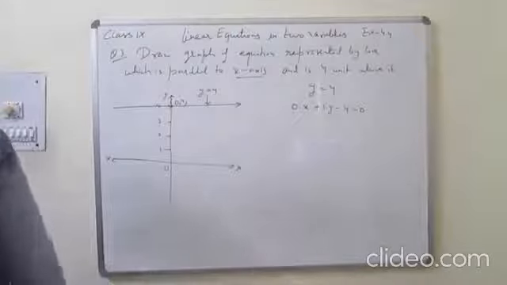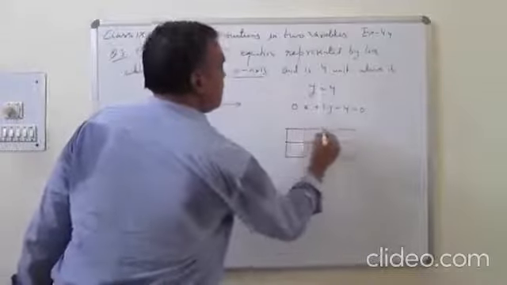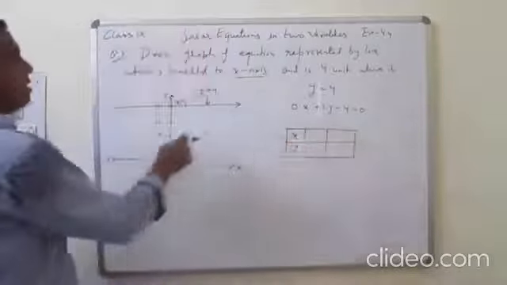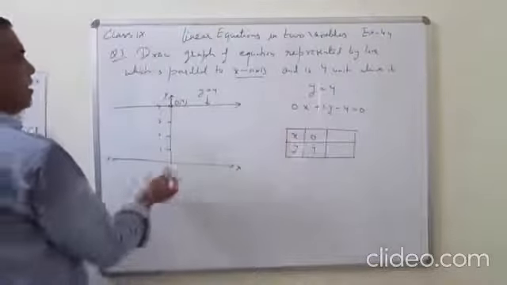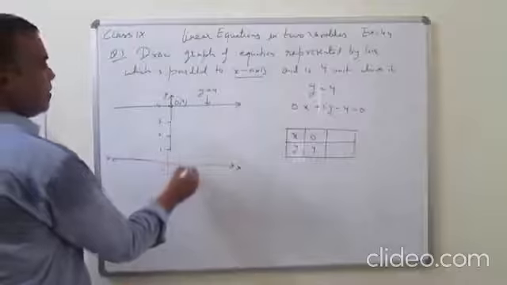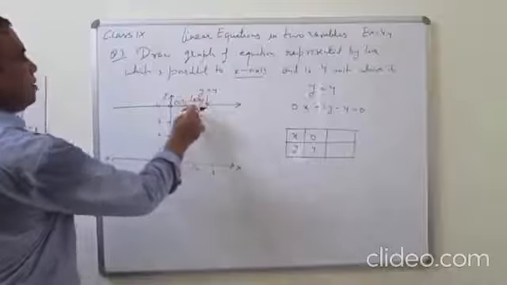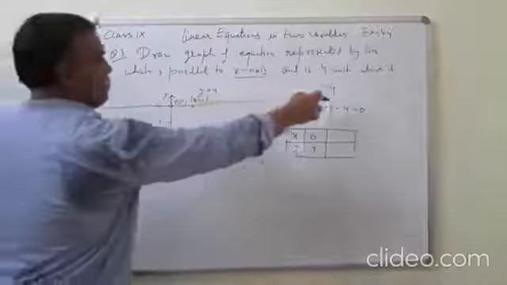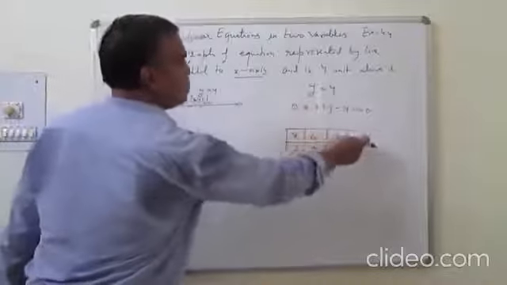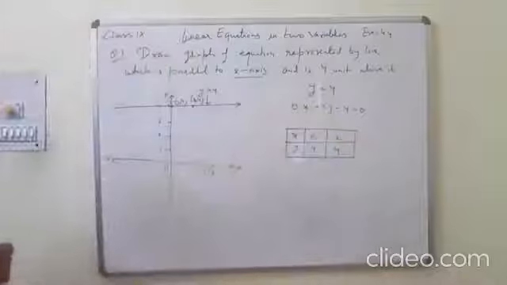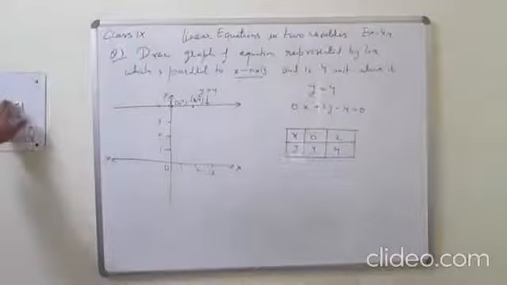Or you can draw a table, x or y. Here x is 0, y 4. If you take any point on the line, suppose 1, 2, 3, this is what? 2, 4. Here what is fixed? Y will remain fixed, 4, 4, 4. So x will keep changing. Take x as 2, 2 into 0 will remain 0. Take any value of x, it will give y is equal to 4 only. So this is the graph of the line.